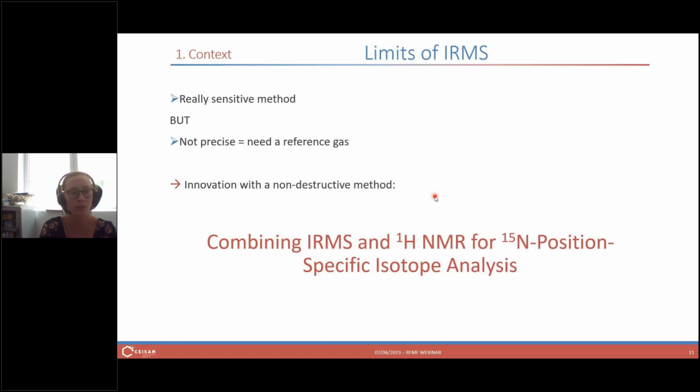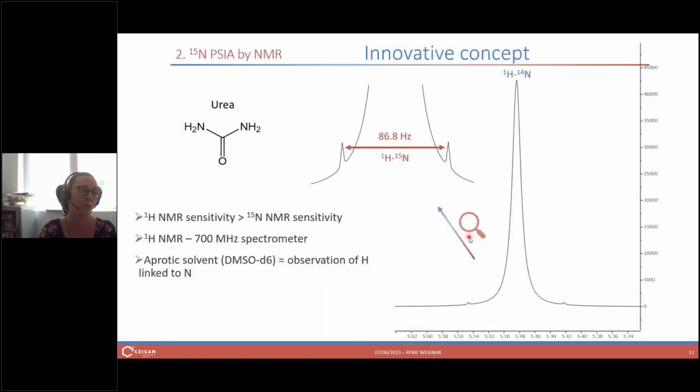So to conclude the part on IRMS, it's a really sensitive method, but it's not precise because we need a reference gas. So we want to develop an innovative and non-destructive method combining IRMS and proton NMR for the nitrogen-15 position-specific isotope analysis. And here is the concept.